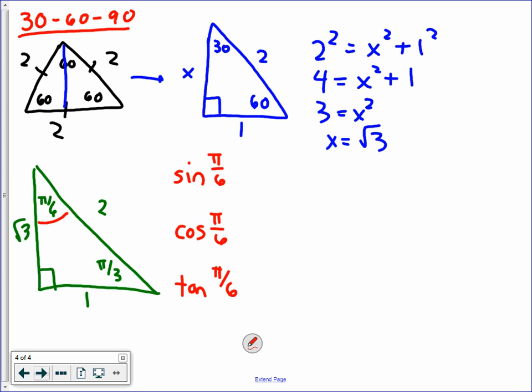Okay, sine equals what again in English? Opposite over hypotenuse, so 1 over 2. Which is cool. Cosine is going to be adjacent over hypotenuse, so root 3 over 2.